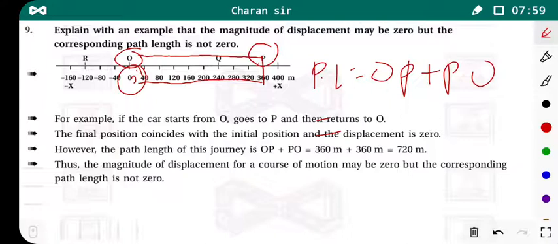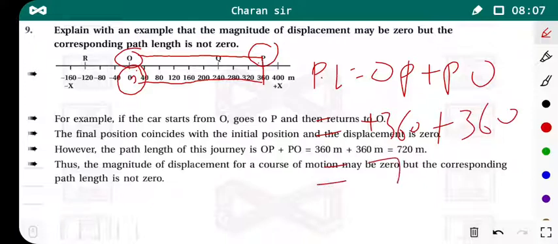So what is OP? That is plus 316 meters, and P to O is also 316 meters. That means the total is 720 meters. This is our path length. Here you can see that our initial point is O. Our object starts its motion and reaches point P, then takes a turn back on the same path and reaches point O. That means the initial position and final position coincide with each other.